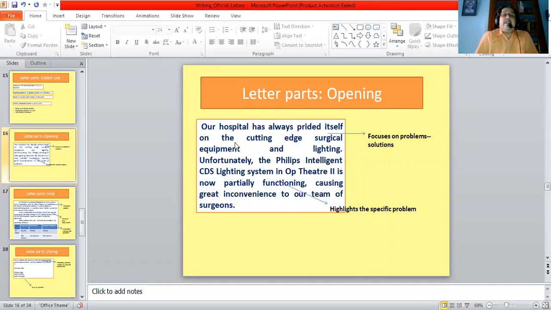Our hospital has always prided itself on the cutting-edge surgical equipment and lighting. Unfortunately, the Philips Intelligent CDS lighting system in Operation Theatre 2 is now partially functioning, causing great inconvenience to our team of surgeons. So you are focusing on the problem and also suggesting that some kind of solution needs to be taken because it is causing inconvenience to surgeons. So how will they carry on the surgeries over there? So the opening of this kind of letter obviously goes to the root of the problem and highlights the nature of the problem and the gravity of the situation, right?